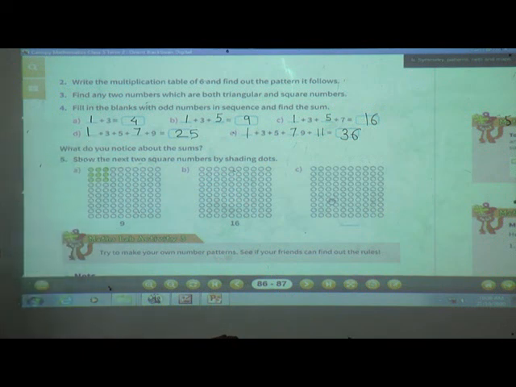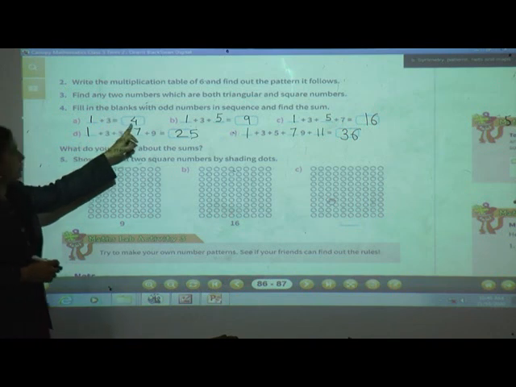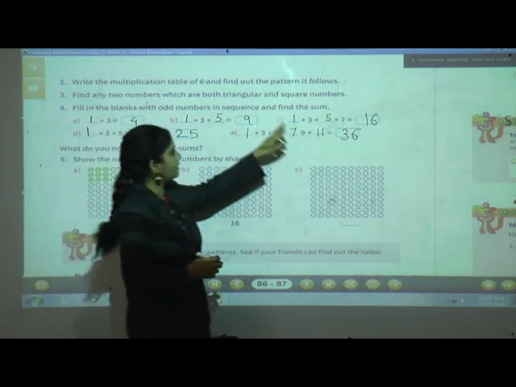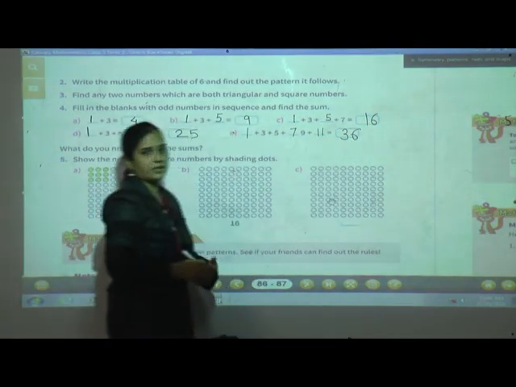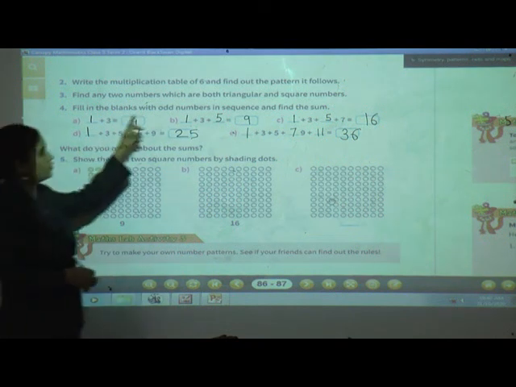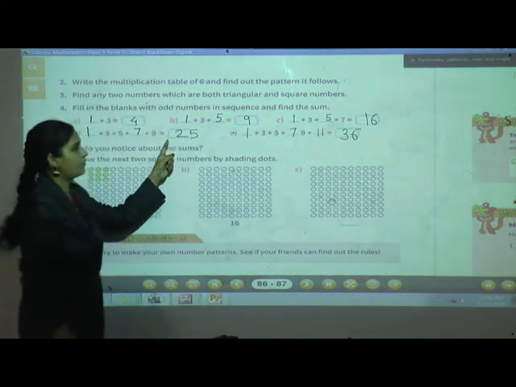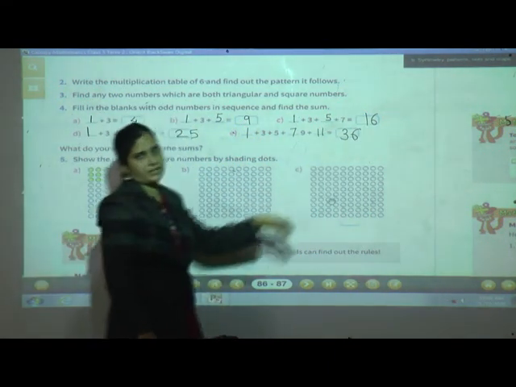Now students, here what do you notice about this sum? Yes, if you add the odd numbers you will get all squares, isn't it? Okay, now this one is a square of 2, here is a square of 3, square of 4, square of 5 and square of 6.